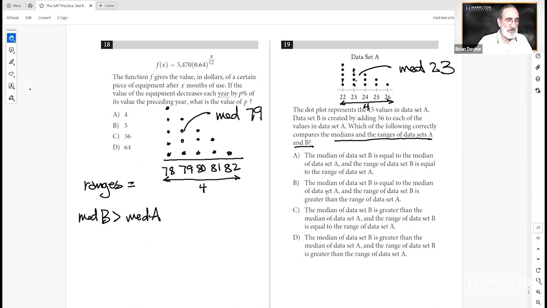And if we peruse the answers, well, the medians are equal. No, it's not that one. The medians aren't equal. The median of B is greater, right? And the range is equal, yes. Let's check the other one. The range, no, it's not that one. It's definitely C. So C is the correct answer.